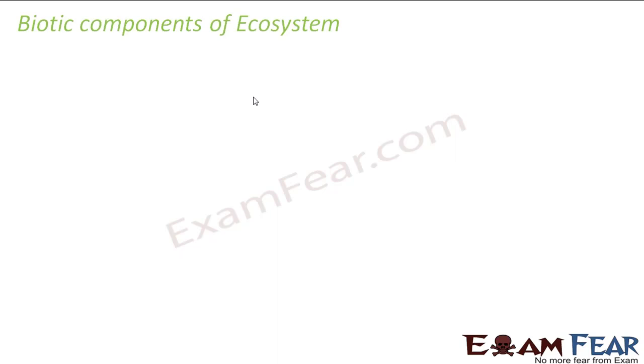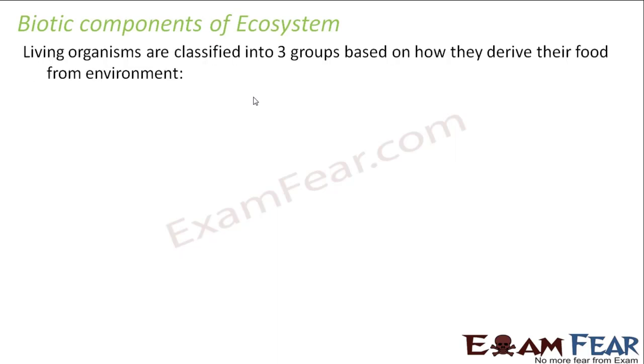So the biotic components were further classified. The living organisms, that is the biotic components, are classified into 3 groups based on how they derive their food from the environment. Because as I said, in this lesson, our focus is how organisms depend on each other for their survival. So when I talk of survival, food becomes a very important factor, because we know that none of us will be able to survive without food. Because food is something which actually provides us energy, and without energy we will not be able to do anything.